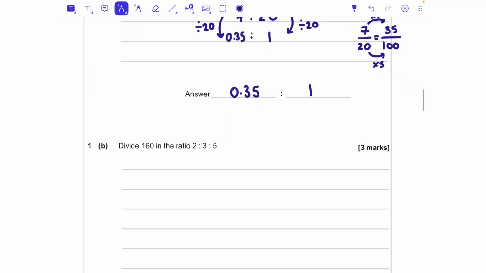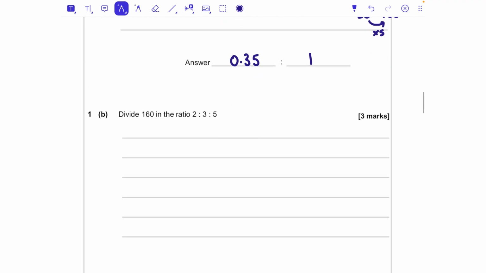Perfect. Question 1b. Divide 160 in the ratio 2 to 3 to 5. So you'll know for ratio, I really like to use little lines like hangman. So we've got 2 little lines, 3 little lines, 1, 2, 3, 4, 5 little lines, and I'm just using this ratio here. Now in total I drew 10 little lines.